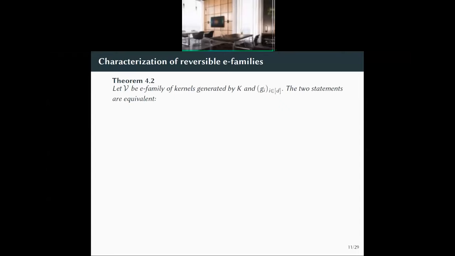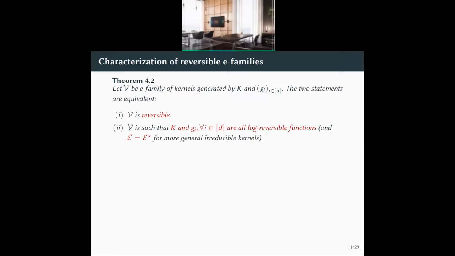So now we can characterize reversible E families by the following statement. Suppose I'm giving you V as expressed by K and GI, then the two following statements are equivalent. V is reversible, or V is such that K and all the GIs are all log reversible functions. In the non-positive case, you would also be required that the edge set be symmetric.